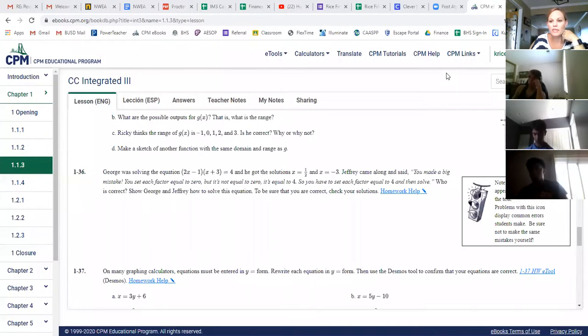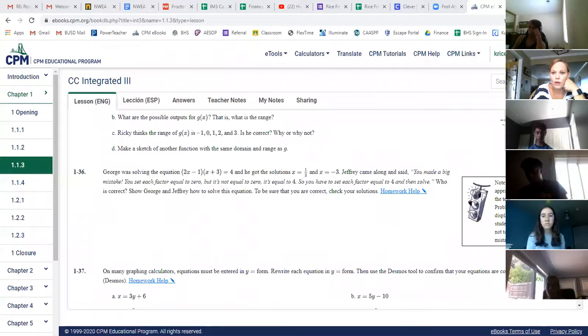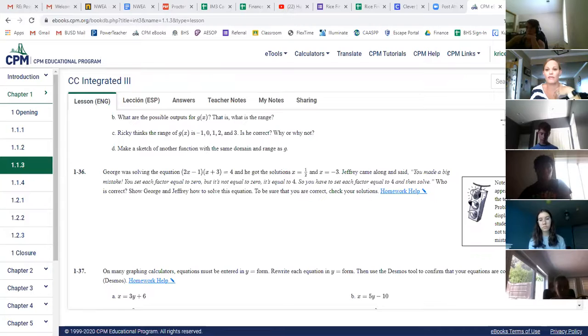Okay, so on problem 36, it says George was solving the equation 2x minus 1 times x plus 3 equals 4, and he got the solutions x equals 1/2 and x equals -3. Jeffrey came along and said, you made a mistake. You set each factor equal to 0, but it's not equal to 0, it's equal to 4. So you have to set each factor equal to 4 and then solve.